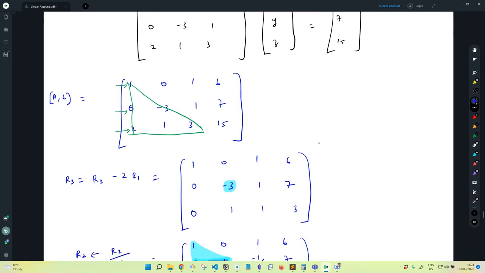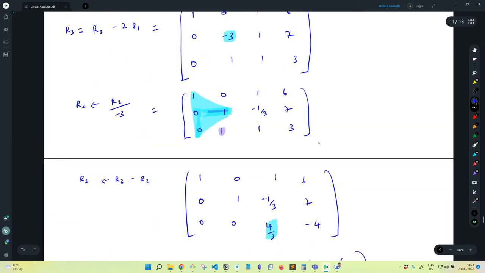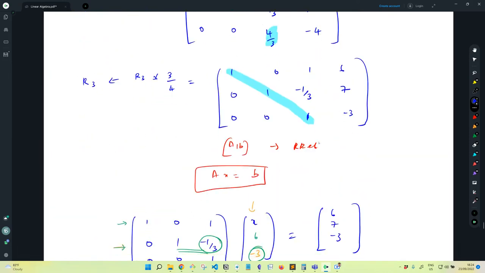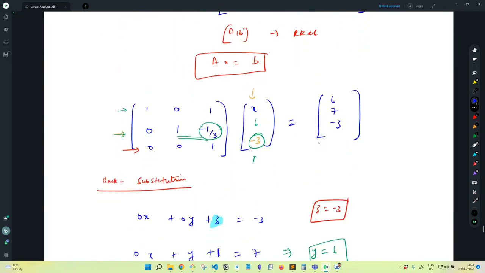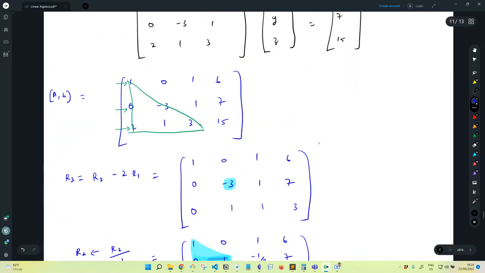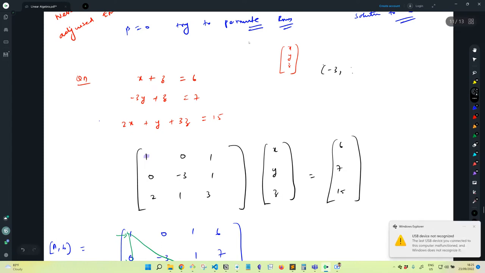2 1 3, x y, that is 6 7 15. Is somebody able to spot the mistake that we made? Minus 3, 6, and if I substitute minus 3, minus minus 3 plus 9, yeah, this is matching. I think the solution that we obtained is minus 3 comma 6 comma 9, right? Sorry, my pen is creating trouble.